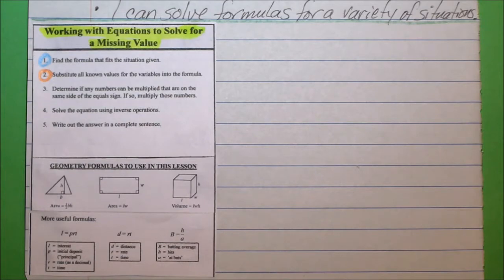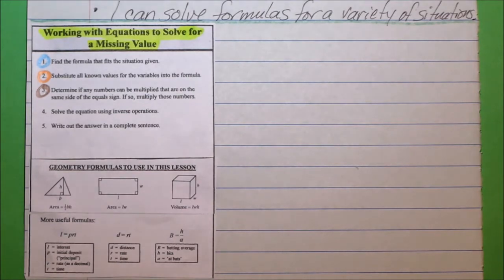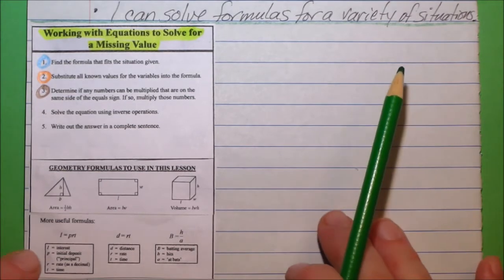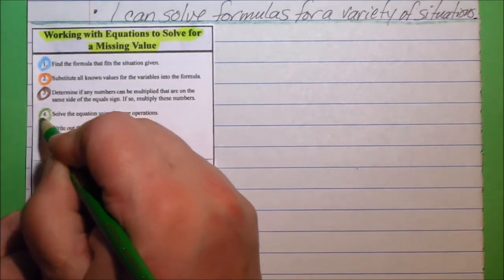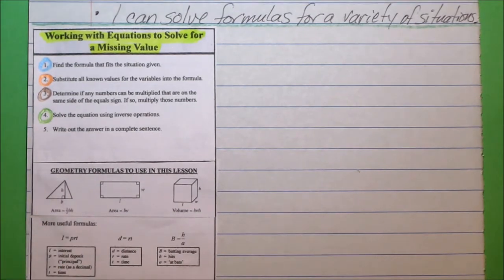Number 3, determine if any numbers can be multiplied that are on the same side of the equal sign. If so, multiply those numbers. So that's kind of like simplifying on each side of the equal sign. And you'll see what that looks like shortly. And then number 4 is solve the equation using inverse operations. So that's figuring out what operation is in the equation and using the inverse operation to solve for the variable they're asking for. That's what you did on your lesson 3.6 just prior to this one.